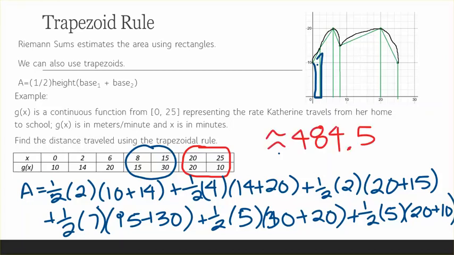So use your calculator to add that up, and we get an approximate area of 484.5. And in units, that would be in meters, because we had meters per minute times minutes.